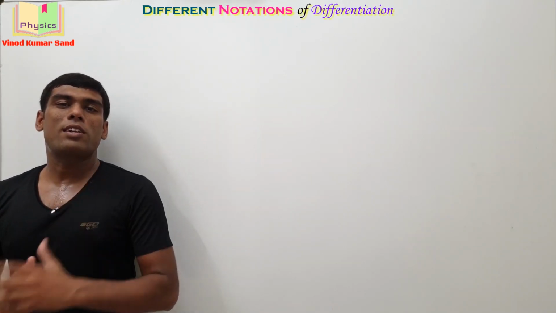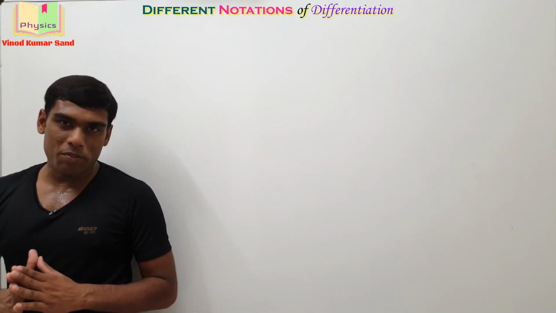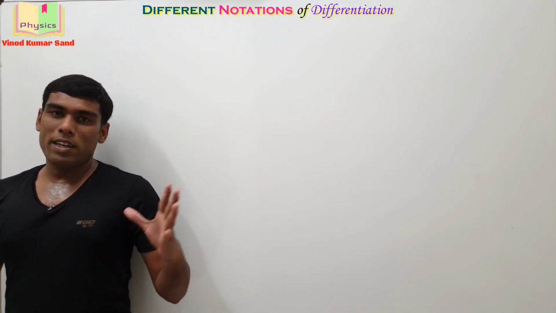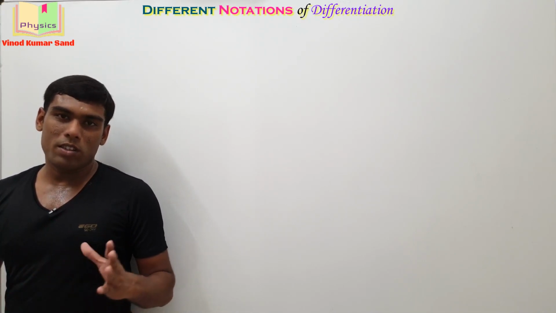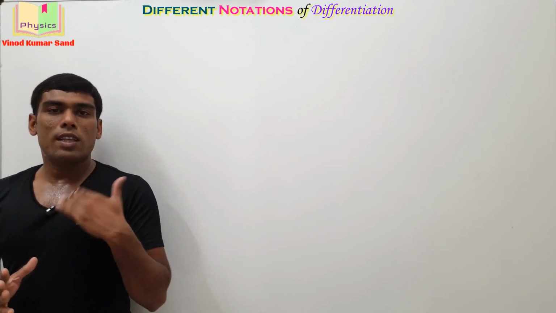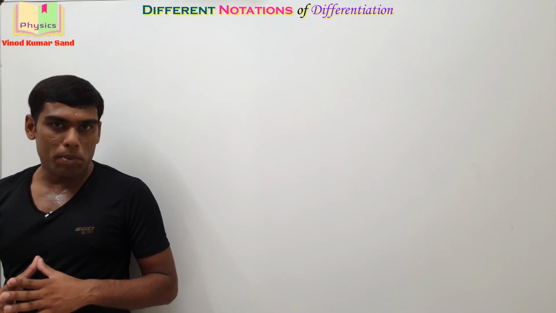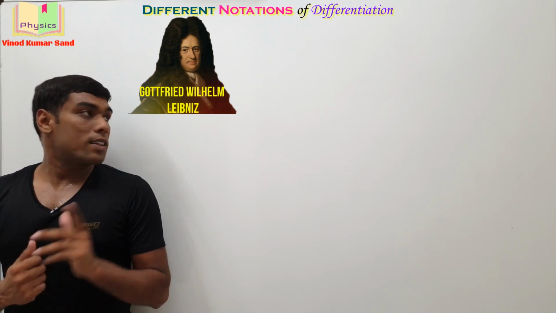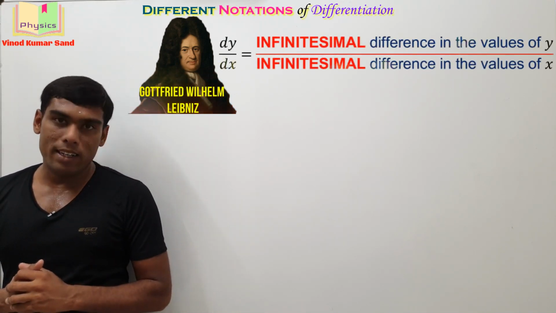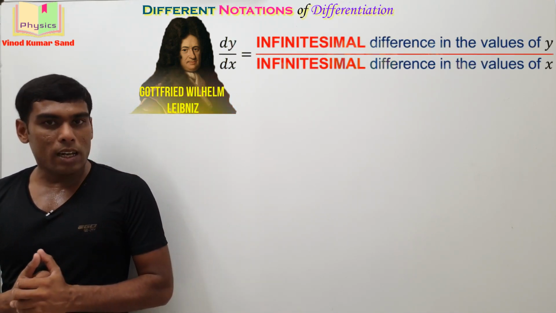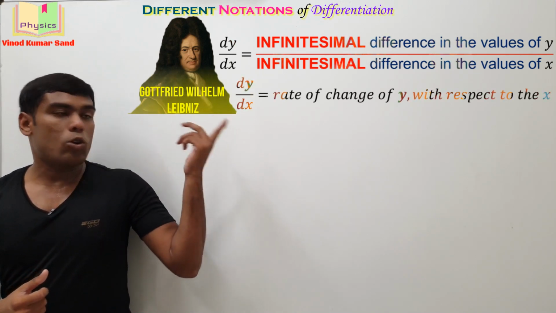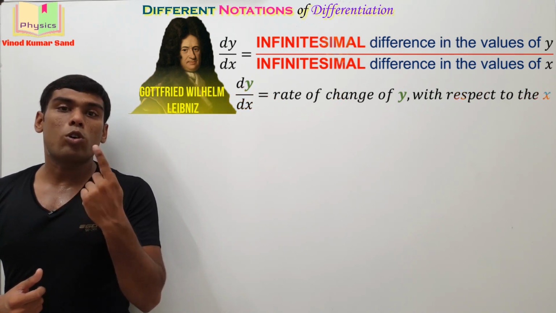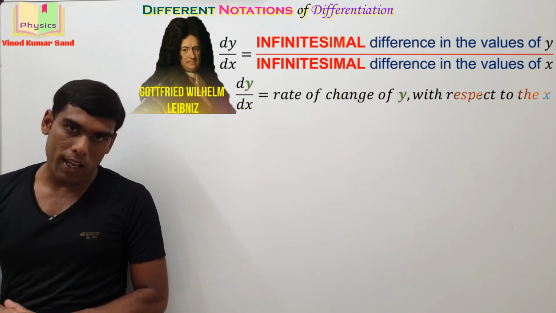Now let's talk about the different notations used in the differentiation. In the beginning of this video, we had the talk that various people have contributed for the calculus, so they have used their own different symbols. First of all, we'll talk about the Leibniz. Leibniz used the symbol as dy by dx. The same notation can be pronounced as d by dx of y. It indicates what? The rate of change of y with respect to x.